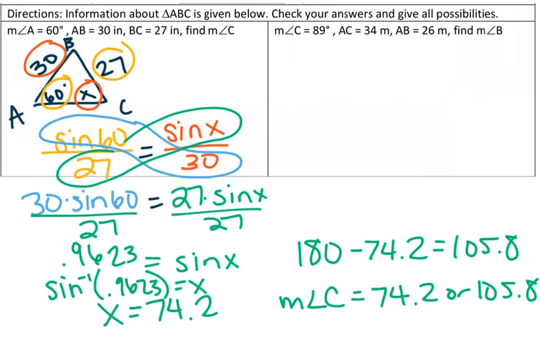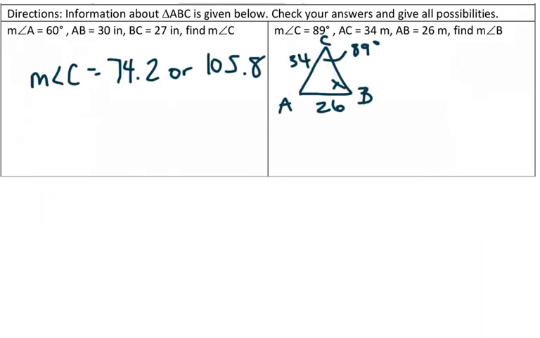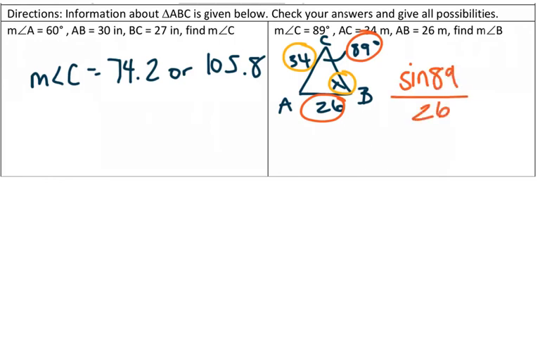Okay, so what I want you to do right now is I want you to pause the video and I want you to see if you can draw a picture for the second problem. So try that in 1, 2, 3. Alright, so here's my picture. I'm going to use these two and these two, and I'm going to set it up using the law of sines. So the sine of an angle divided by the side across equals the sine of an angle divided by the side across.